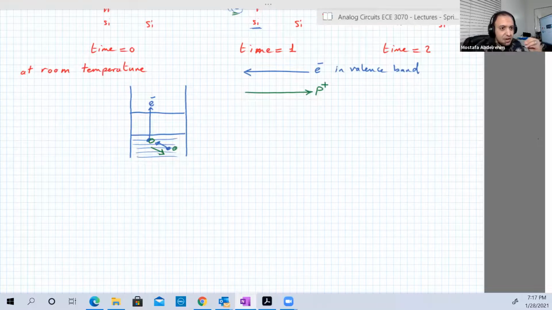Okay, and now let's ask ourselves a question. If we take a piece of silicon in nature and we try to measure the density of the electrons and the density of the holes, which will be greater than the other? Are the holes greater than the electrons, or the electrons greater than the holes? Okay, I will give you 5 seconds to think about it. Okay, 1, 2, 3, 4, 5.